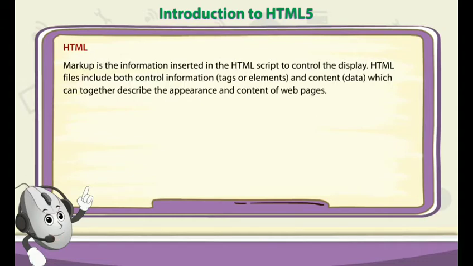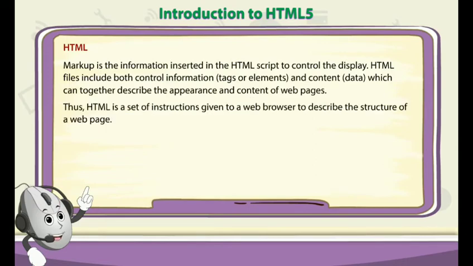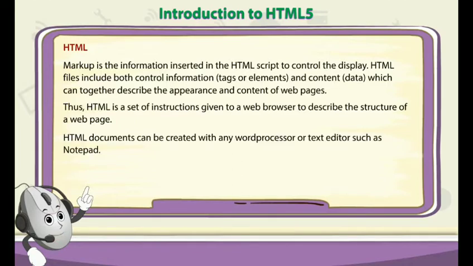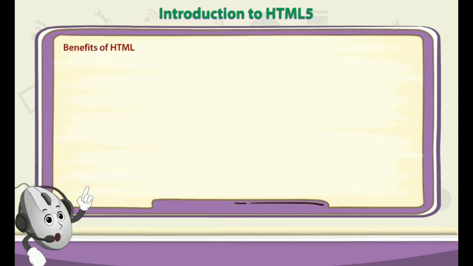An HTML file includes both control information, that is markup, and content, that is data, which together describe the appearance of content on a web page, means the things we are watching on the internet. Thus HTML is a set of instructions given to a web browser to describe the structure of a web page. Means we can create our own page as per our need. HTML documents can be created with any word processor or text editor such as Notepad.